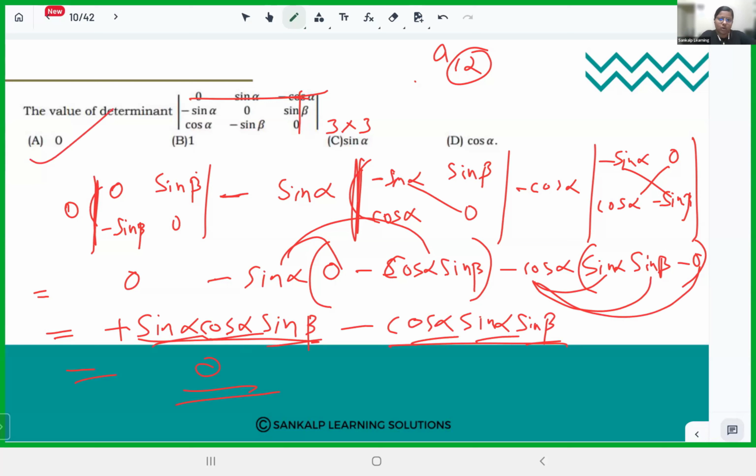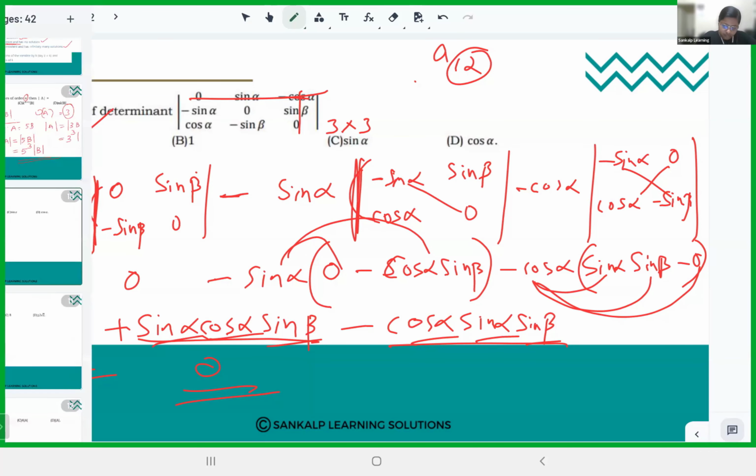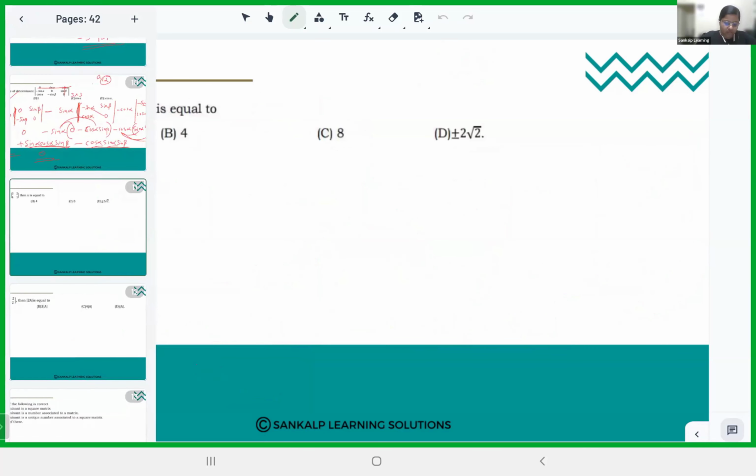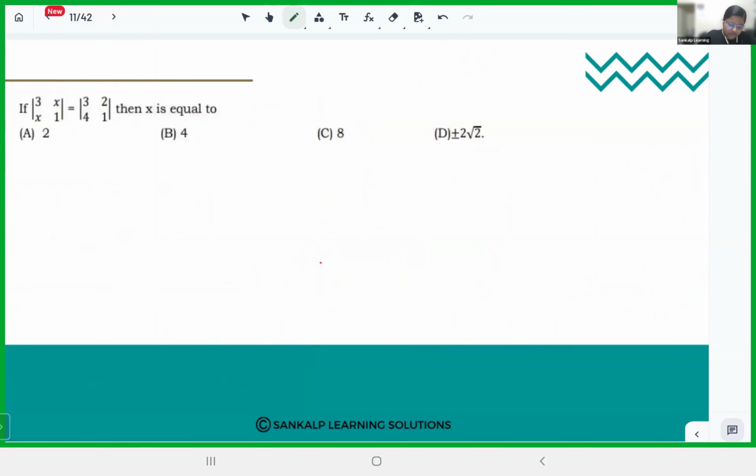Okay, now we are moving on to the third question. So this is our third question. If determinant of 3 x, x 1 is equal to determinant of 3 2, 4 1, then x is equal to, you have to find out the value of x. So here on the left side you can see a determinant 3 x, x 1. You solve that one. How will you solve that? You have to find out the determinant.